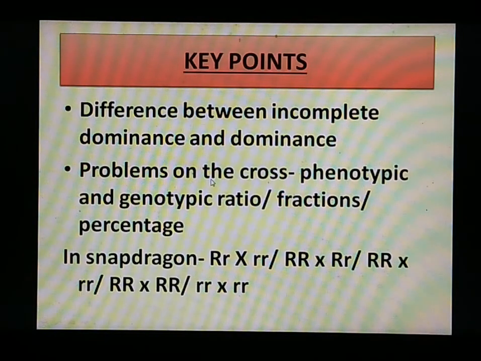Second is the problems based on the cross that can be asked. We may have to find out the phenotypic or genotypic ratio, or the fractions, or the percentage. For example, in Snapdragon or Antirrhinum, we had seen capital R crossed with small r, like that, the F1 and F2 generations which we had seen today. Likewise, these are the different crosses which can be asked. Similarly, for the other examples also, the same type of questions could be asked. So we are supposed to solve these crosses, which will make it easy to understand how to find out these ratios, okay.